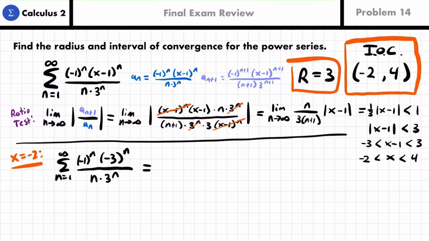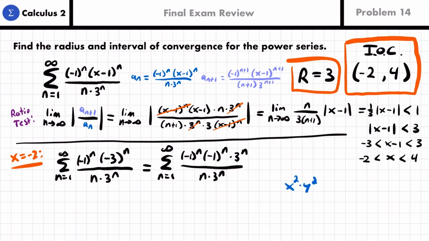This would be equal to the sum from n equals 1 to infinity of -1 to the power of n times another -1 to the power of n times 3 to the power of n. Now, just to make sure it's clear why that is the case, it's just like if you had x squared times y squared. They're both to the power of 2, so you could rewrite it as x times y squared.